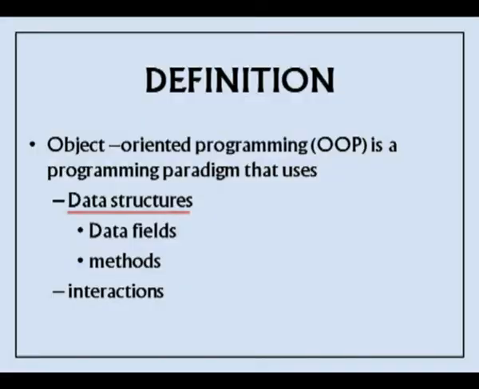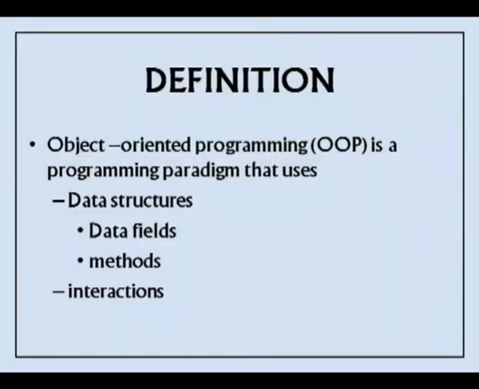Structure of data. This is just a way of organizing and storing data, or storing data in an organized manner. And this includes two concepts, one called data fields and the other is methods. That means the data structure stores and organizes data which can be manipulated using functions or methods. A method is nothing but a function. The way of manipulating the data is done using these functions.